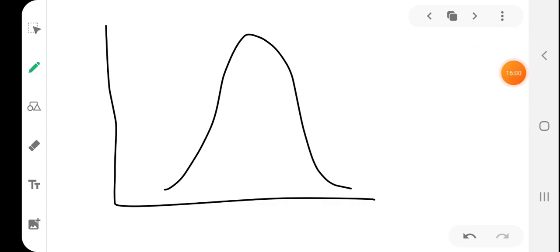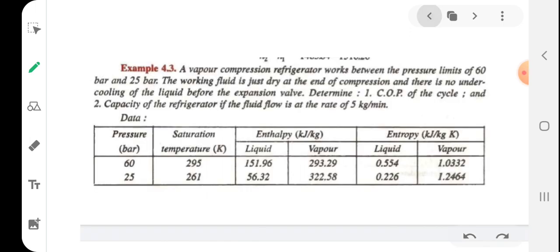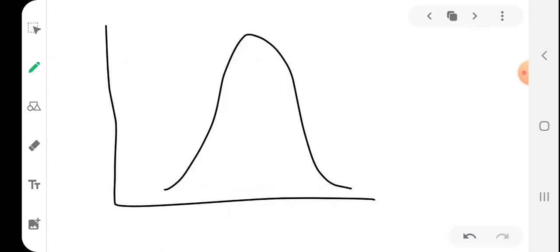Students, since in the question it is given that the working fluid is dry at the end of compression, there is no undercooling. Okay, so I will show you. Since it is dry at the end of compression, this will be like this, and 2 to 3 will be like this.